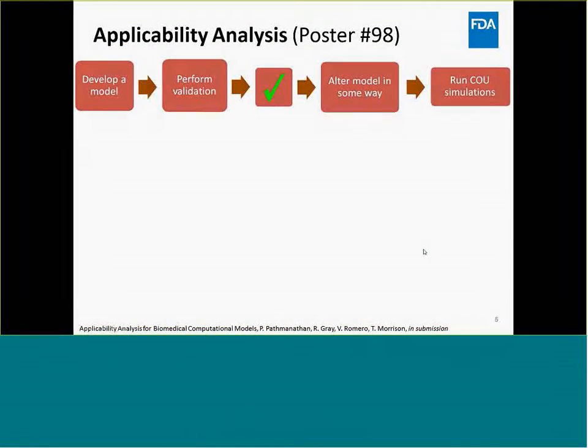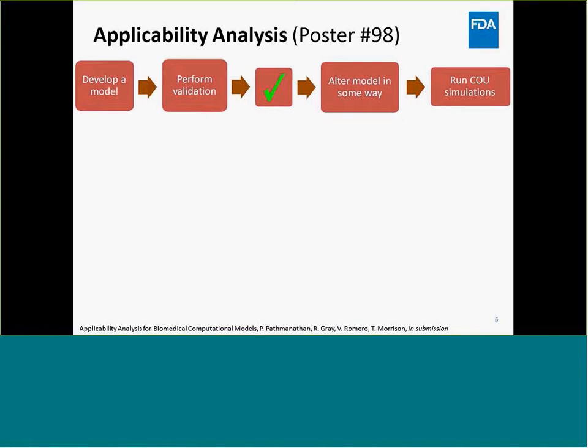Finally, I want to leave you with one more program that we're developing at the Center for Devices. It's called Applicability Analysis. It's to complement verification and validation. This is outlined in a poster upstairs, number 98. What I generally hear about models is: I'm a scientist and I develop a model, and when I perform validation, maybe I work with experimentalists and I can get them to perform validation experiments that are really relevant to my model.